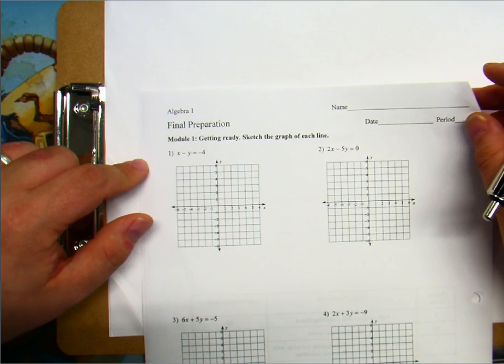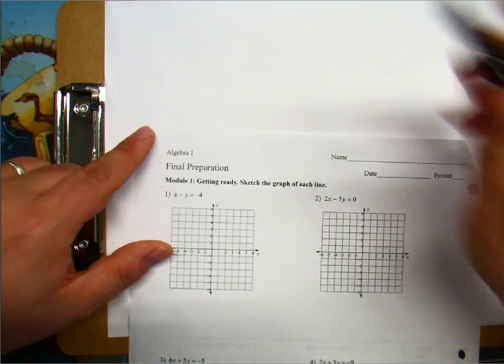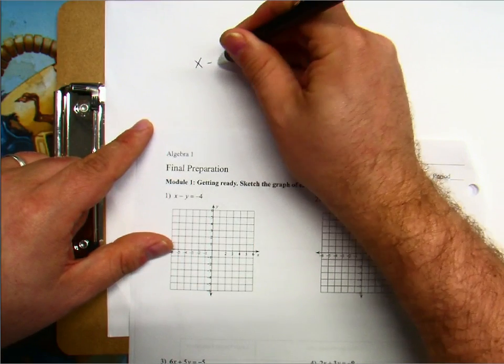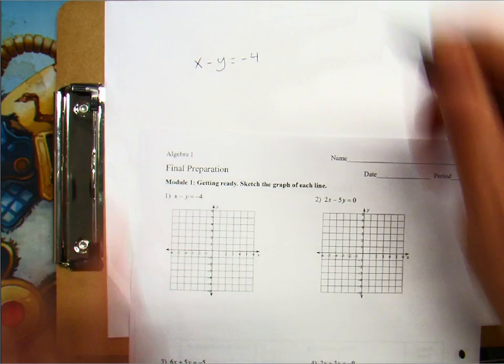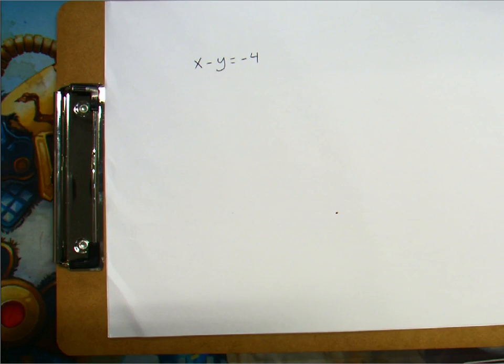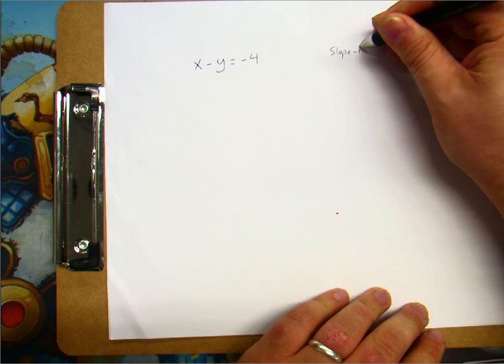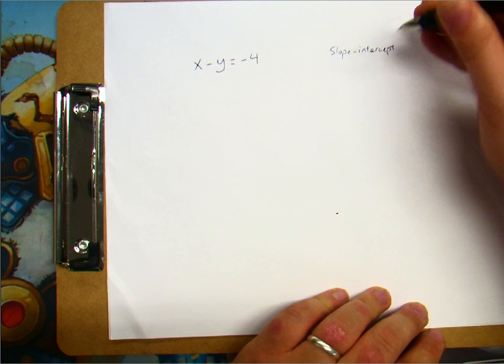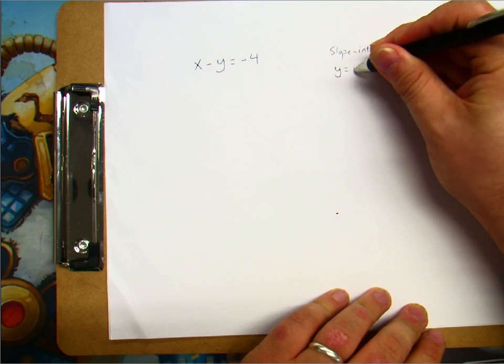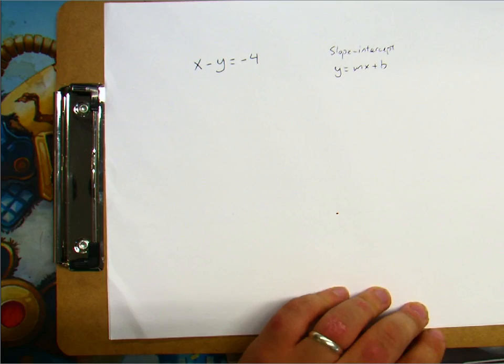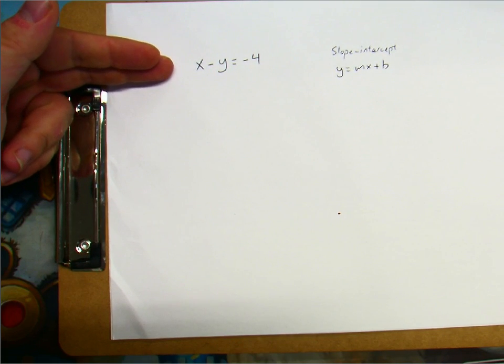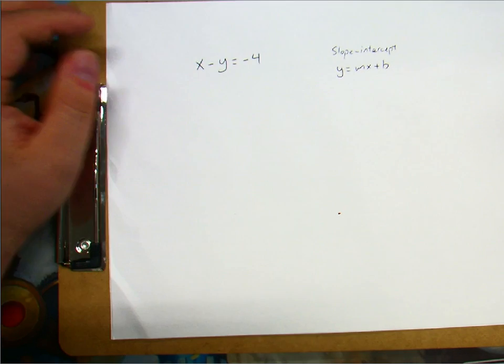Problem 1 asks us to sketch a graph of each line, and in problem 1, our line is x minus y equals negative 4. So this is a line, and we have to be able to convert this into a way that we can draw a line. One of the ways that we understand lines is through the slope-intercept form, also more known as y equals mx plus b. Right here we have x minus y. It is not in this form, so we have to get it here.